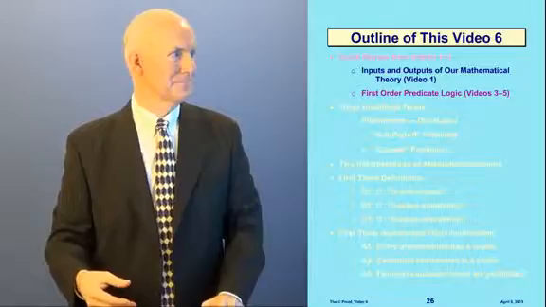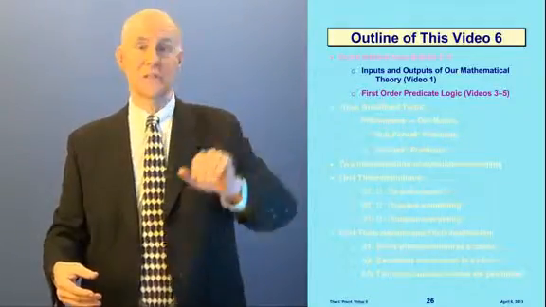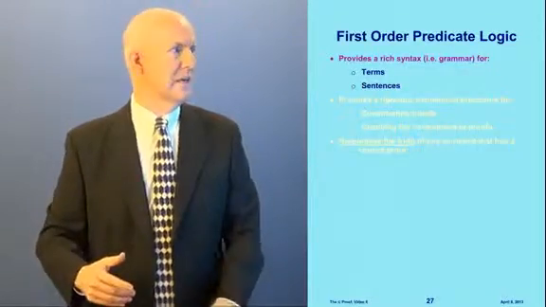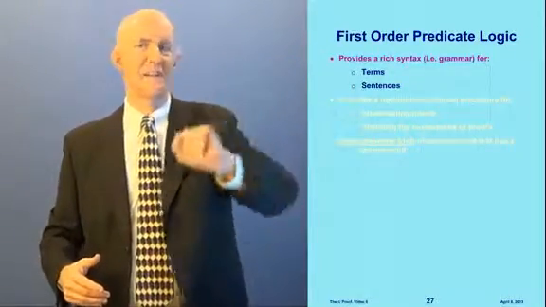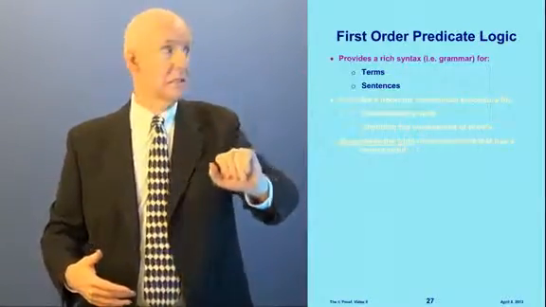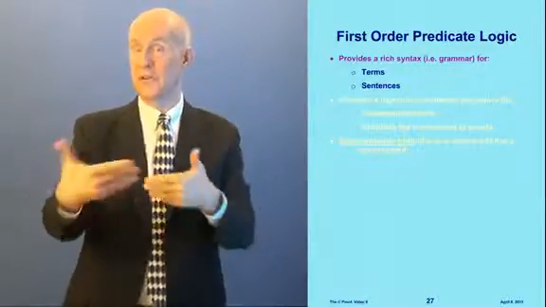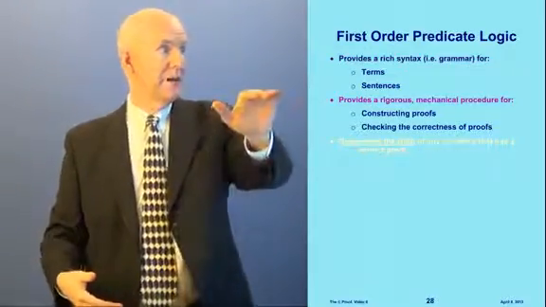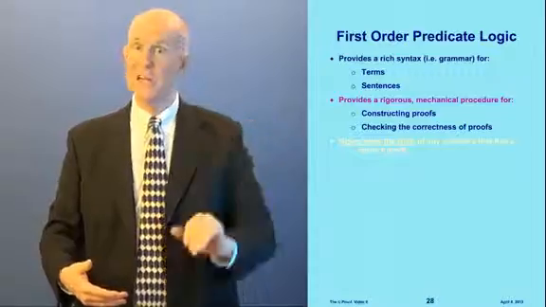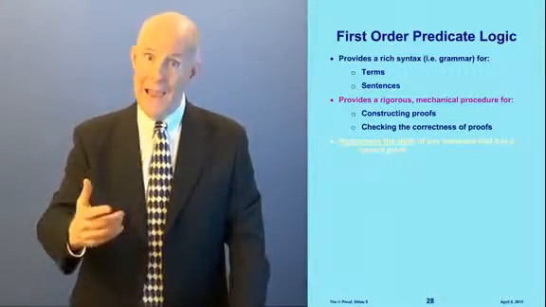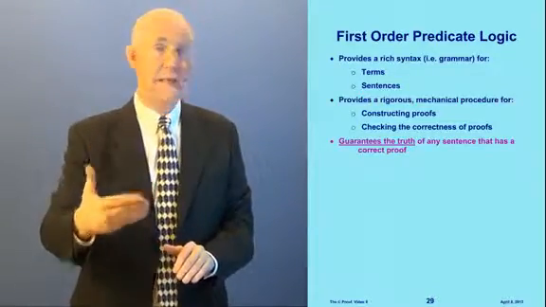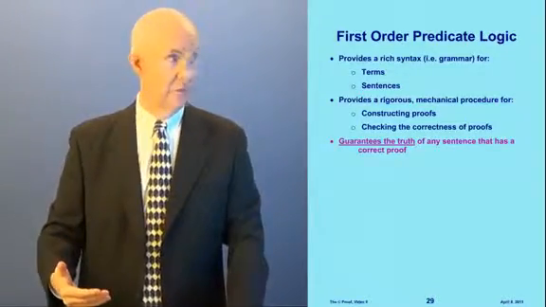Okay. So now, first order predicate logic, which I taught you in videos 3, 4, and 5. Quick review of what we did there. First order predicate logic provides a rich syntax or grammar for terms and for sentences. Terms are things, sentences are either true or false. It provides a rigorous mechanical procedure for constructing proofs and for checking the correctness of proofs. And it guarantees the truth of any sentence that has a correct proof.